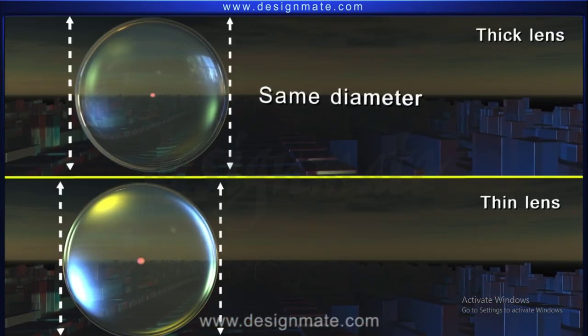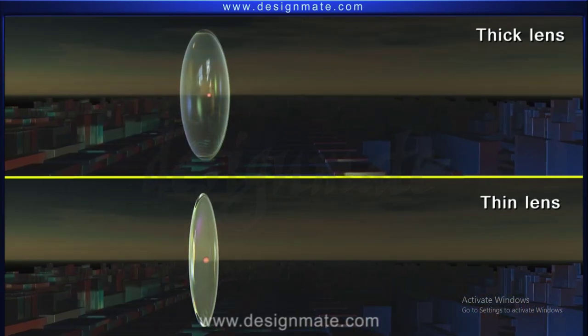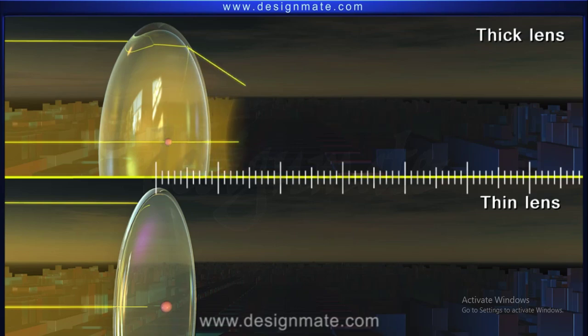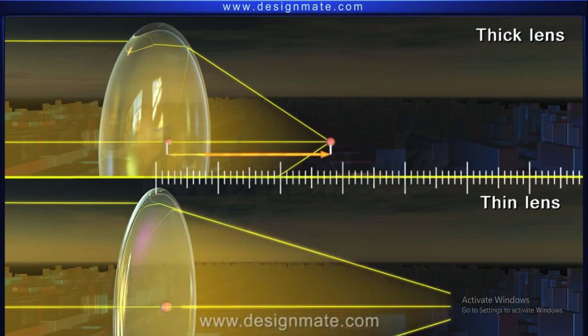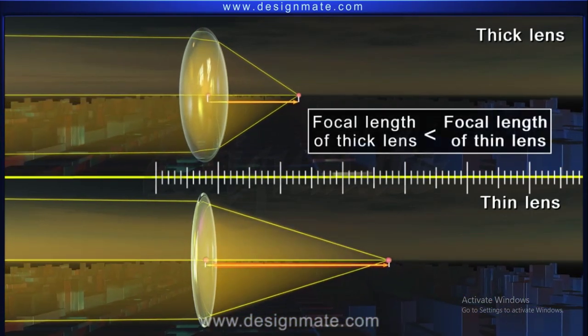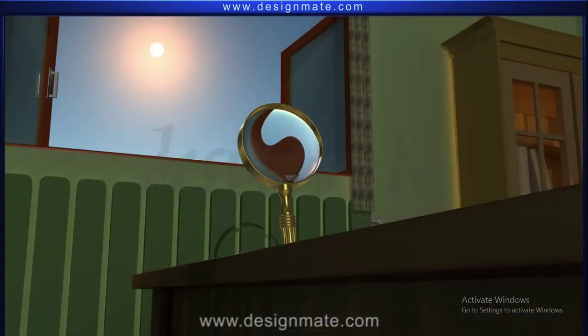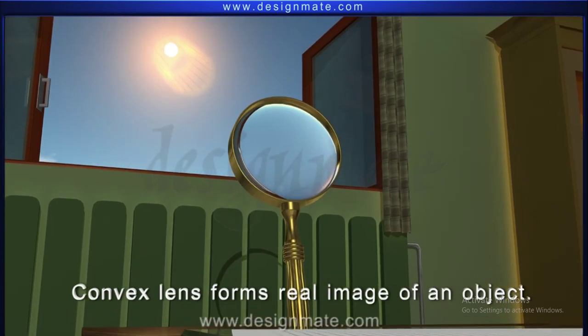Take two lenses of the same diameter but of different thickness and hence curvature. When the parallel light rays are incident on them, you can observe that the light rays passing through the thick lens undergo more refraction and get converged at a shorter distance as compared to the thin lens, which causes less refraction. So we can observe that the thick lens has a shorter focal length than the thin lens. The image formed by the convex lens in this case is a real image of an object.